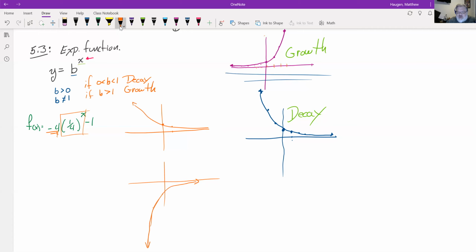But then what's that -1 going to do? Everything down by a value of 1. So it's going to move that asymptote from your y equals 0 to a y equals -1.